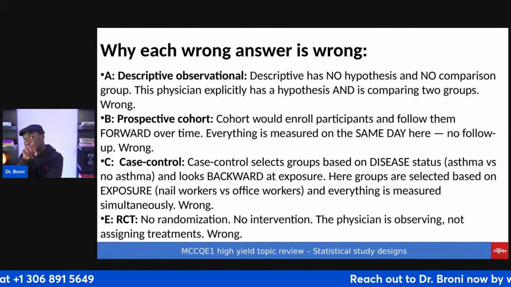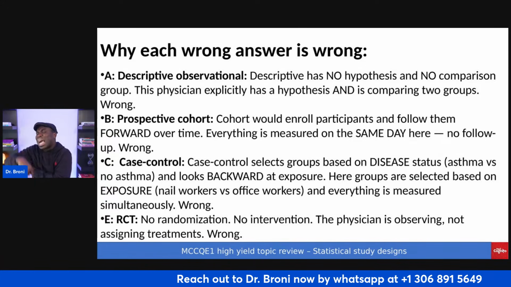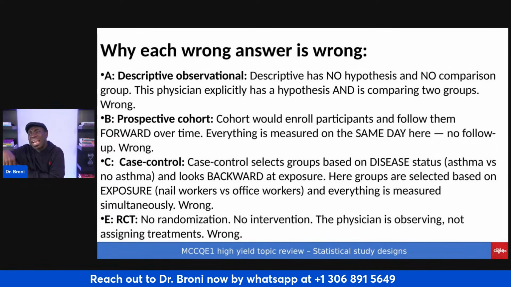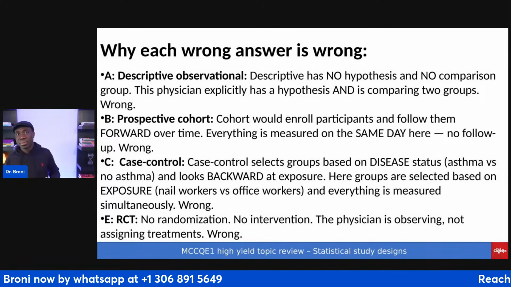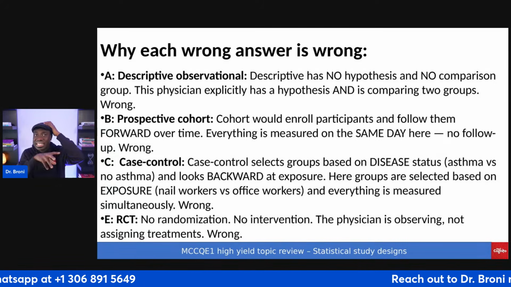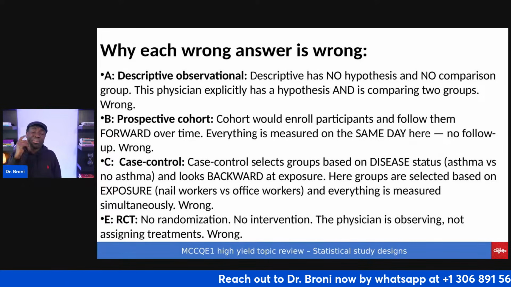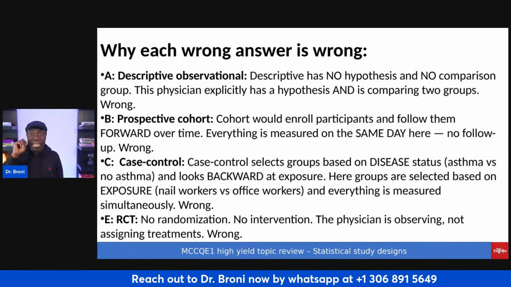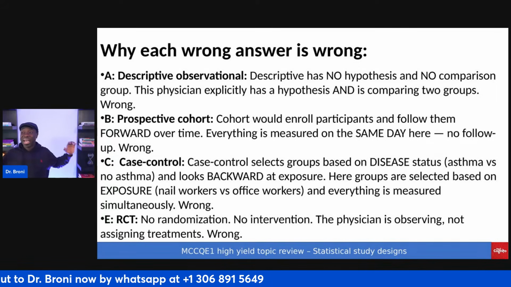But in this particular case, this doctor has a hypothesis, and the hypothesis is that if you work in an acrylic shop, you develop workplace-related asthma. And then he's now researching it on that same day. What's a prospective cohort study? A prospective cohort study would have taken two groups of people who don't have the asthma, and it will follow them.